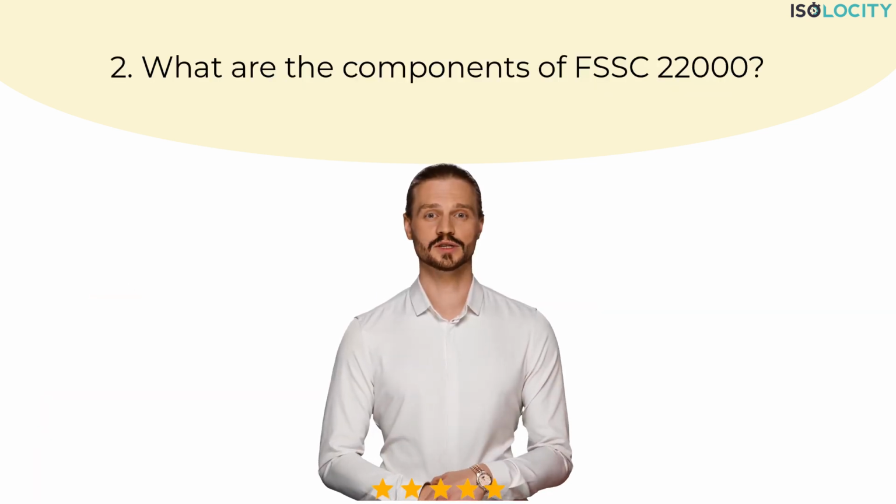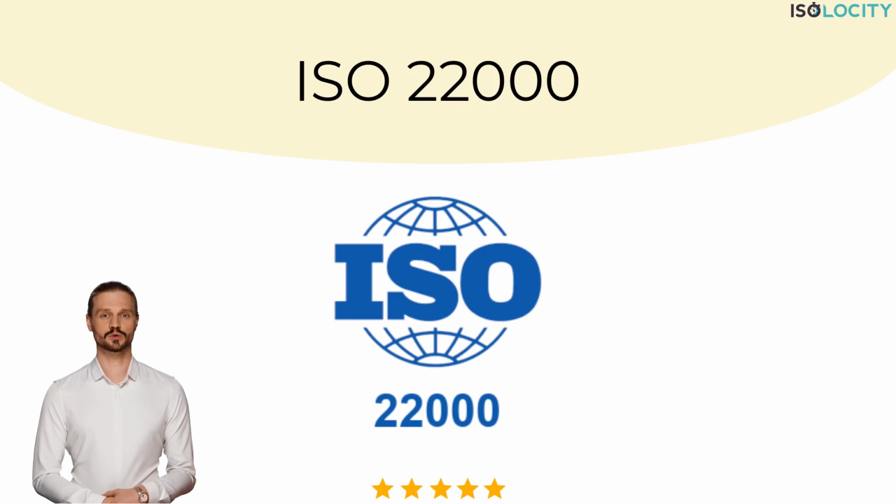FSSC 22000 is built on three key components. ISO 22000: the foundation of FSSC 22000 is ISO 22000, which provides a framework for developing, implementing, and continuously improving a food safety management system, FSMS. It is based on the principles of hazard analysis and critical control points, HACCP, which identify and control food safety hazards throughout the supply chain.